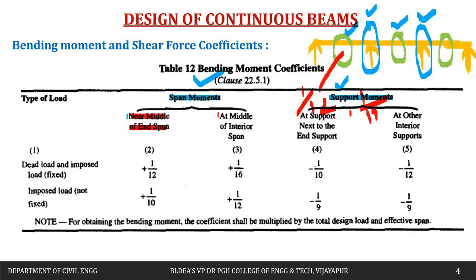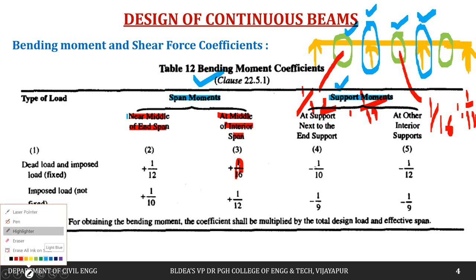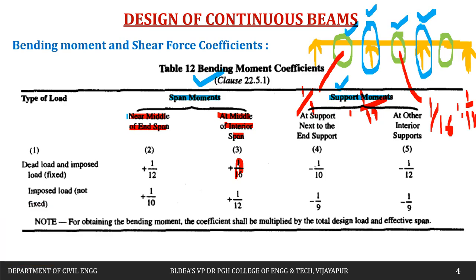Next is at the middle of interior span. This span will be interior, this is end span, this is end span. So this is the middle of the interior span. Here we have to take 1 by 16, or 1 by 12 for the live load. This is for the middle of the interior span.